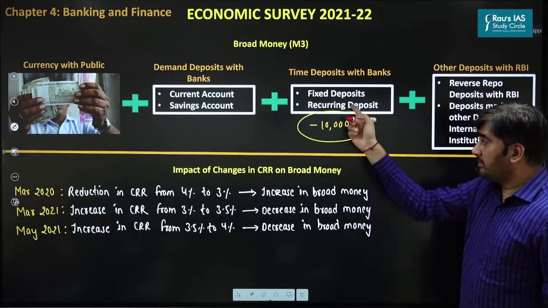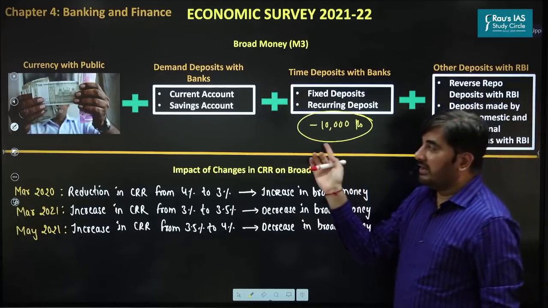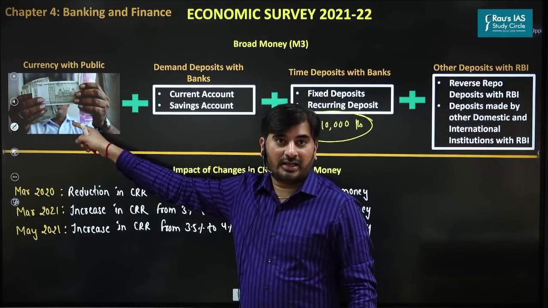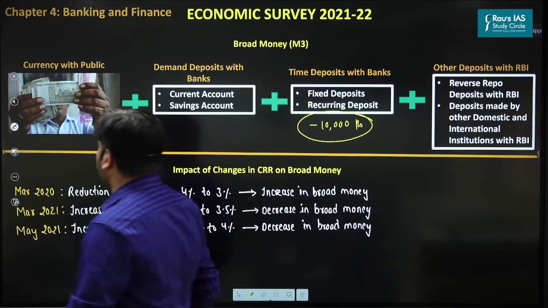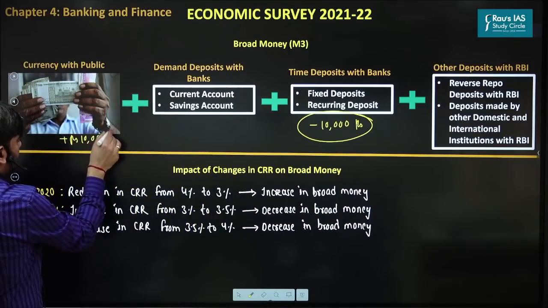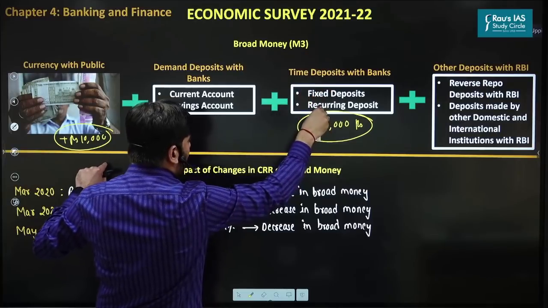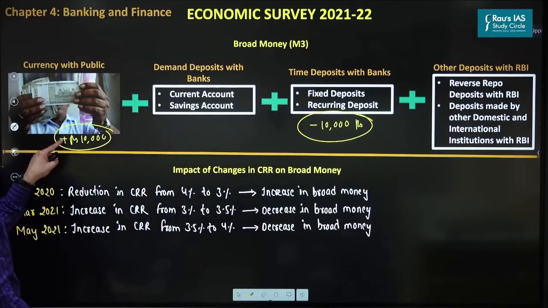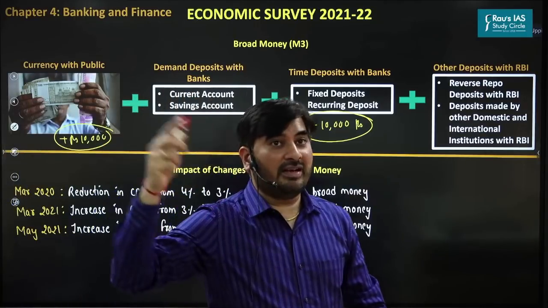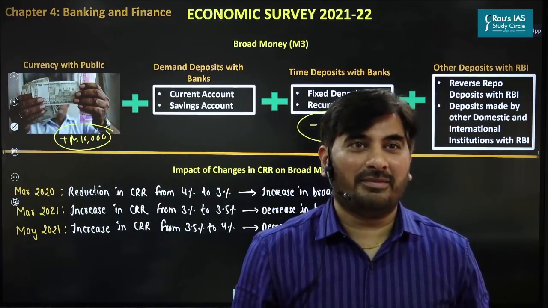Now, this money which you are withdrawing from your fixed deposit account, will it not come into your hands as cash? It will come into your hand as cash, right? So currency with the public will increase by plus 10,000. So here the time deposits have come down by 10,000, whereas the currency with the public has increased by 10,000. So what will happen to my broad money? Broad money will remain same. Yes. Now let's understand the reserve money.